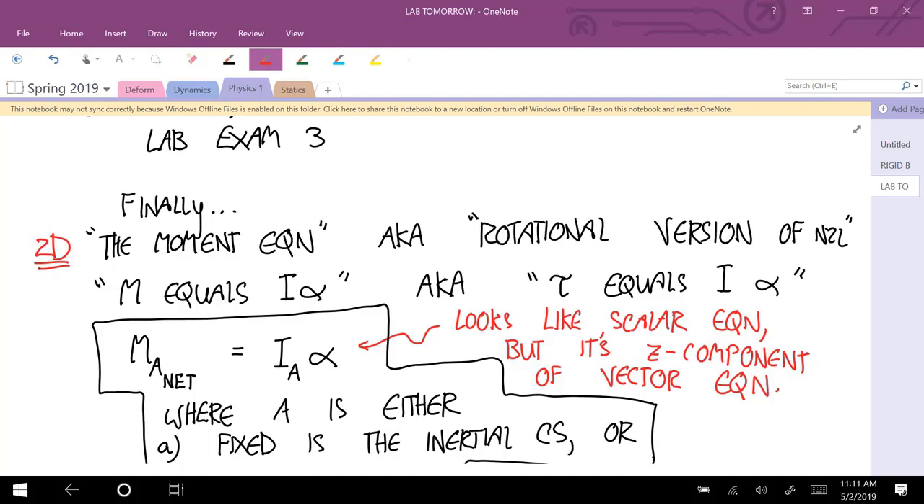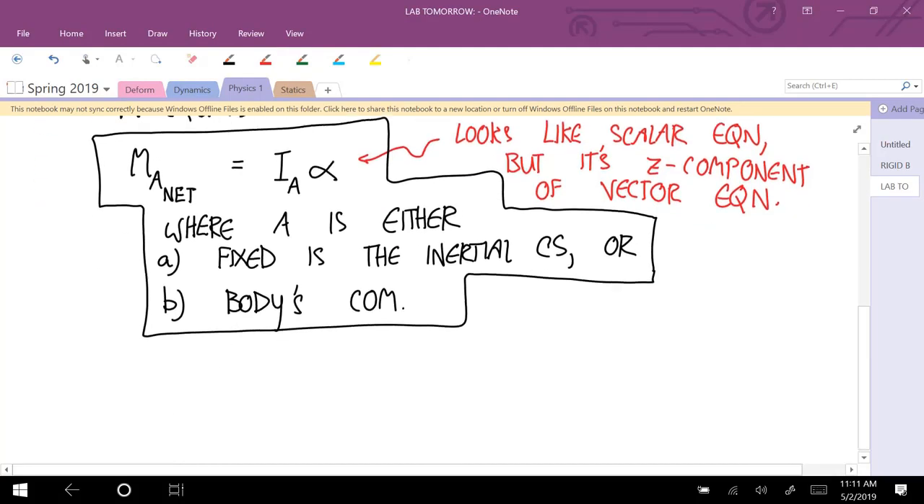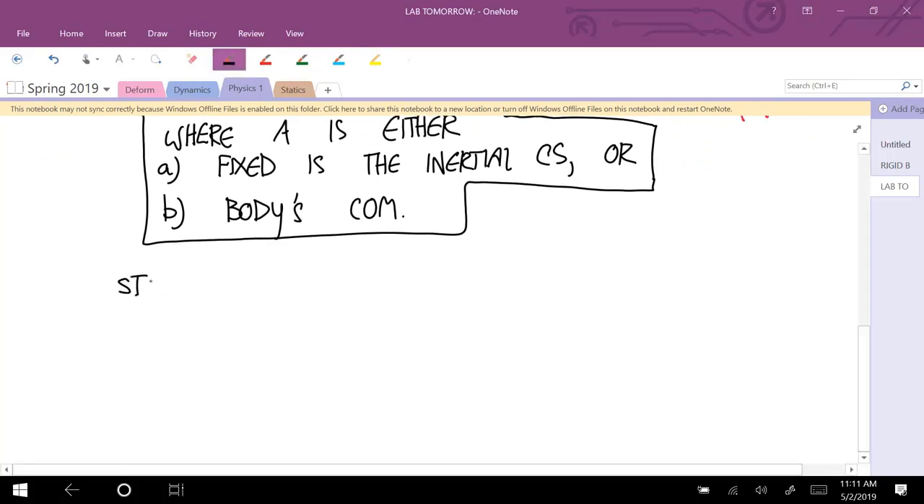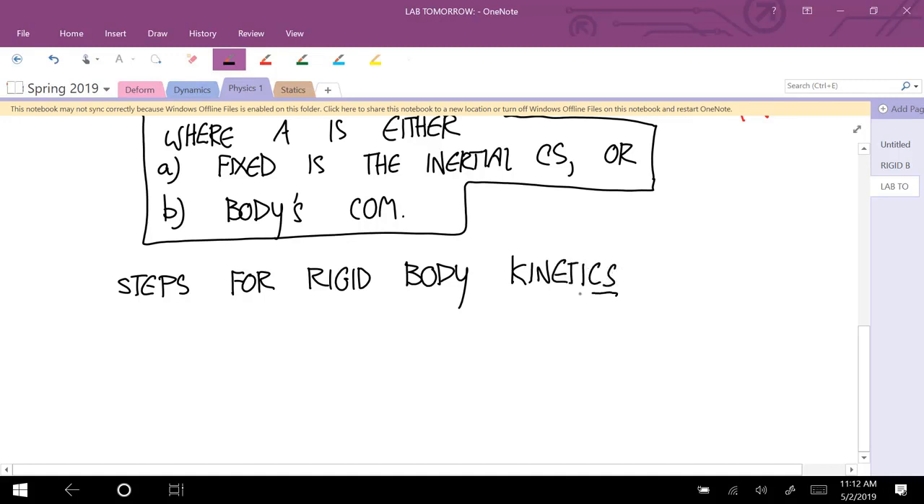Okay, so I'm going to list out a set of steps that you can follow. If you can do it without the steps, feel free. I don't care if you follow these steps, but it is a nice way to make sure you don't forget anything. So steps for rigid body kinetics. And if you follow these, it'll always work.